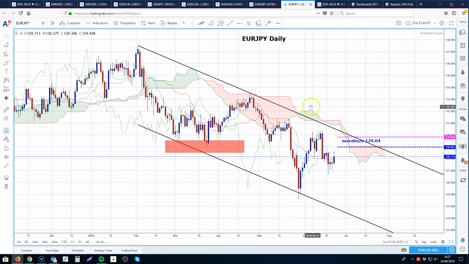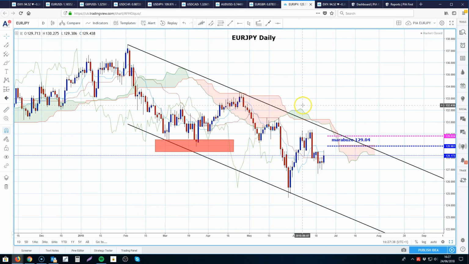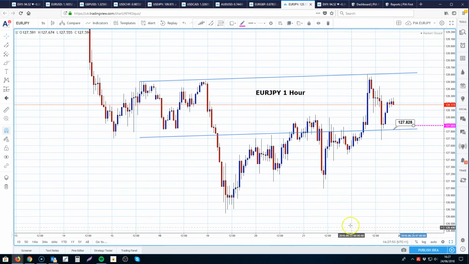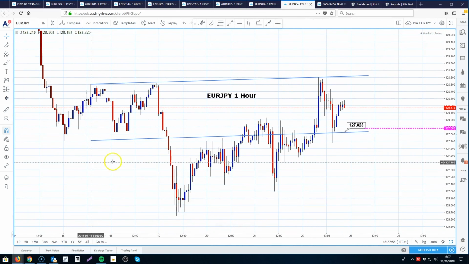If we go to the daily chart, we can see obviously this area has been quite pivotal. We've got a Marubozu level at 129.04 at the beginning of next week, and then we've got our bespoke resistance here at 129.82. If we go to the shorter time frame, bespoke support is at 127.88. We've got some trendline support at 127.82.